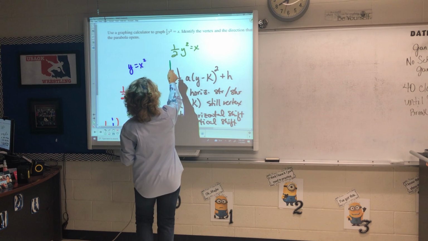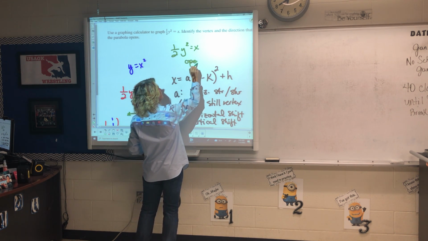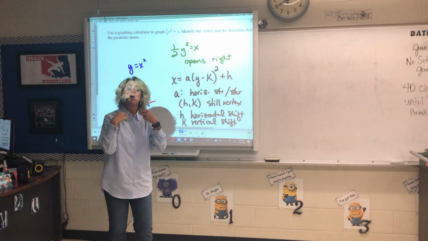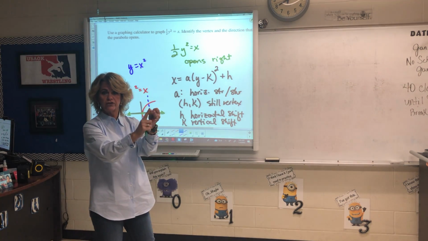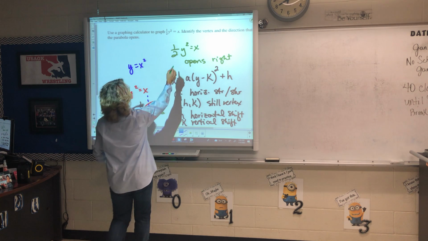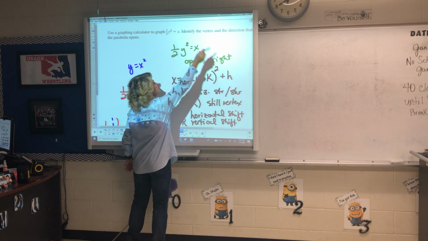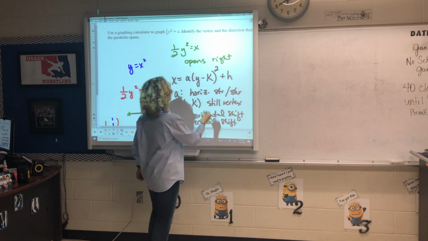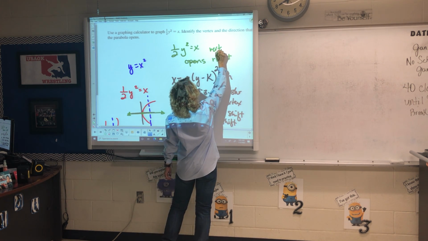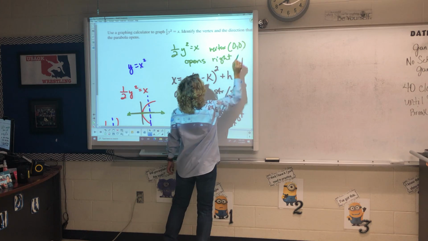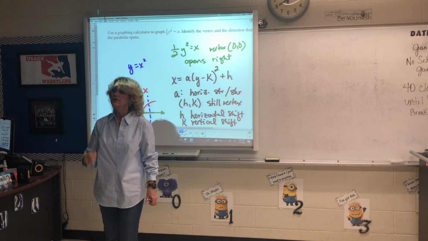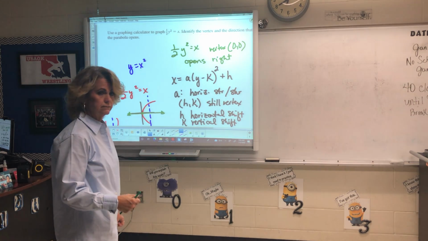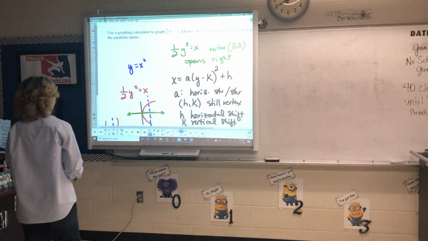So we're going to identify the direction that it opens. This opens right. Yes? And my vertex, HK is my vertex, yes or no? There's nothing grouped with y. There's nothing tacked on the end. So what's my vertex? 0, 0. Not as hard as what it might seem. Everybody with me? Yes, no, or maybe? Okay.